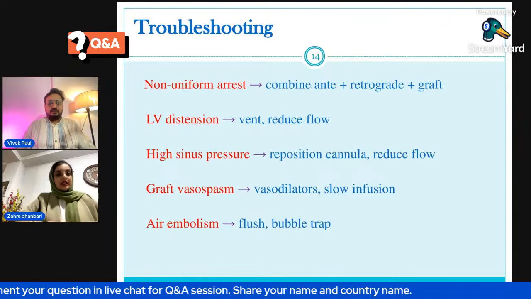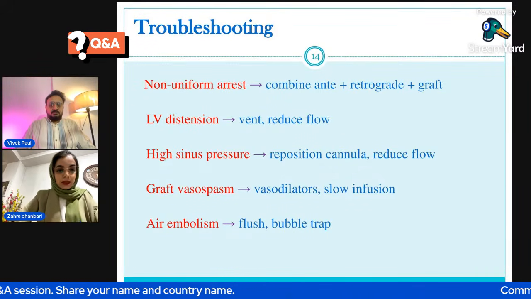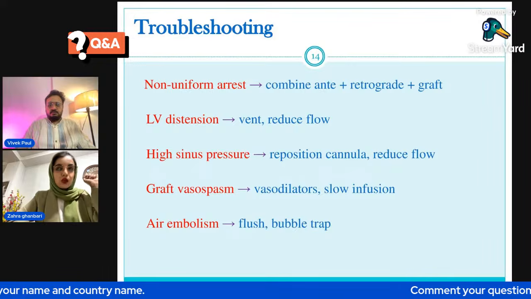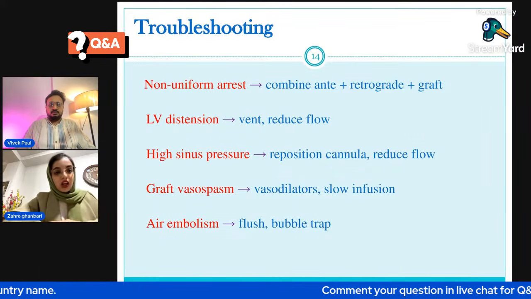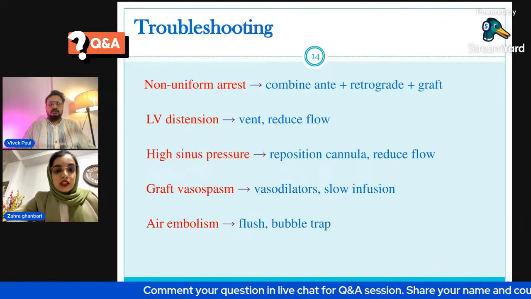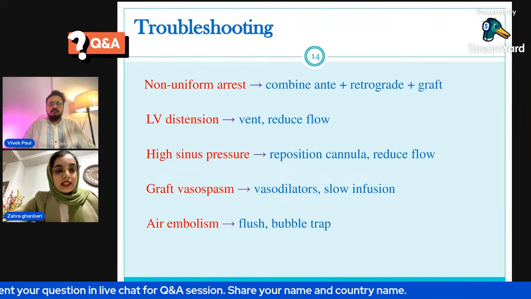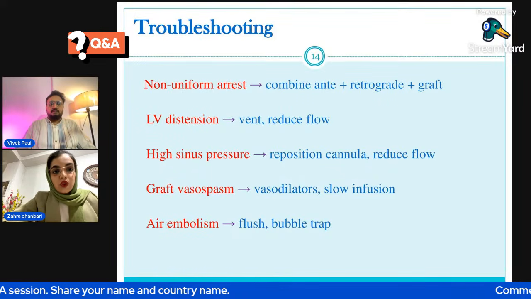Okay. This is the last slide, and we talk about the troubleshooting problems that may occur and how to solve them. Number one is non-uniform arrest. We combine antegrade, retrograde, and graft to solve this problem. For LV distension, I say we should use a vent and reduce the flow.